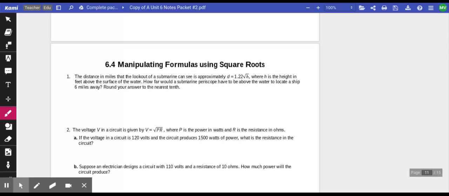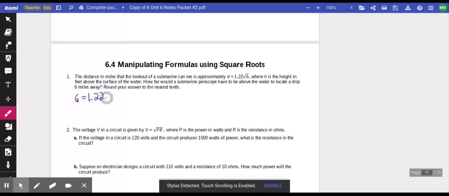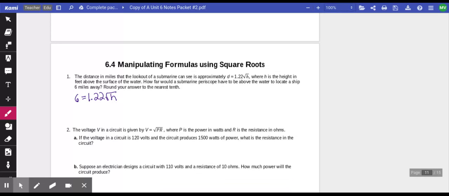So, we're going to put 6 in for d. So that means 6 equals 1.22 square root h, and we want to solve for h. So in order to solve for h, we're going to divide both sides by 1.22 first. Which gives me a number that I'm going to leave as a fraction, because it's not a nice number. 6 over 1.22 equals the square root h.